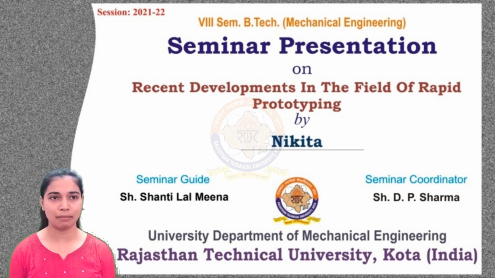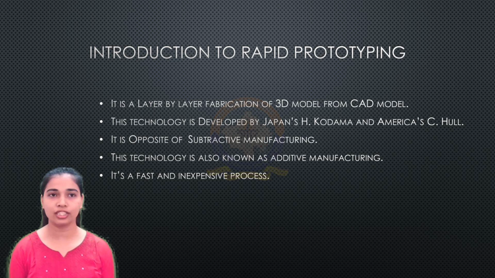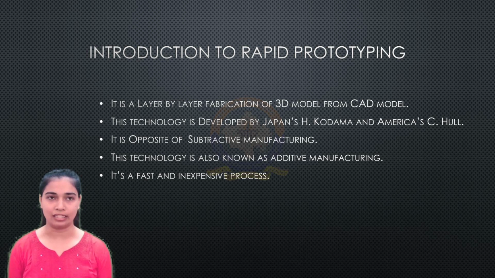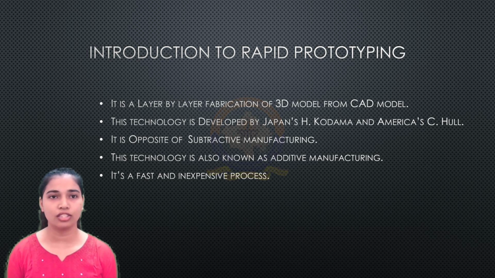I am here to present my seminar presentation on recent development in rapid prototyping. Introduction to rapid prototyping. Rapid prototyping, also known as additive manufacturing, refers to the layer-by-layer fabrication of a three-dimensional physical model directly from a computer-aided design. Developed by Japan's H. Kodama and America's C. Hull. The RP processes provide a fast and inexpensive alternative for producing prototypes and functional models as compared to the conventional routes for part production.